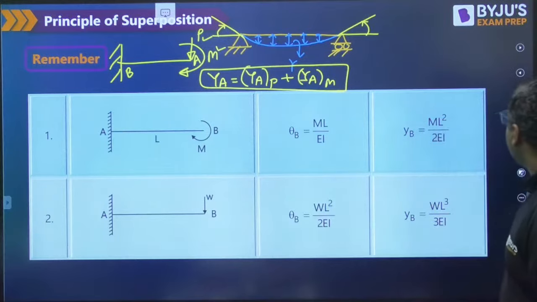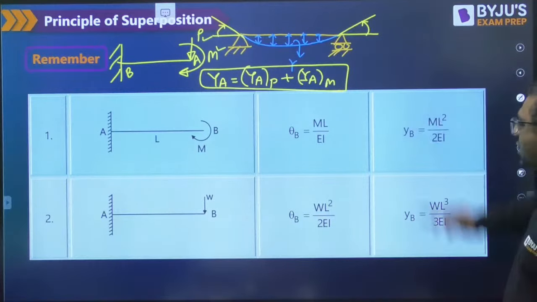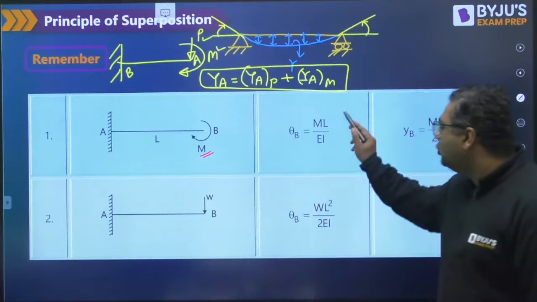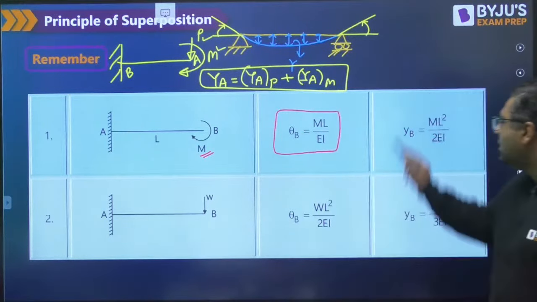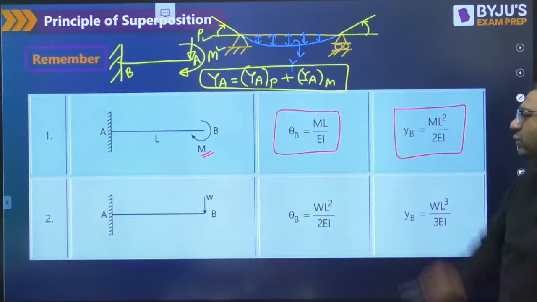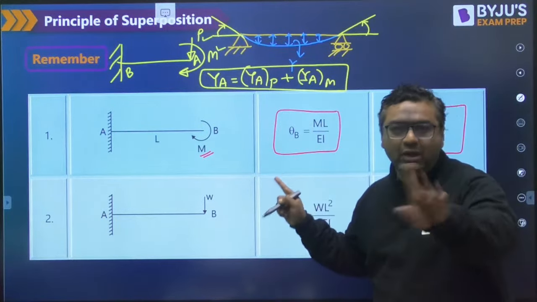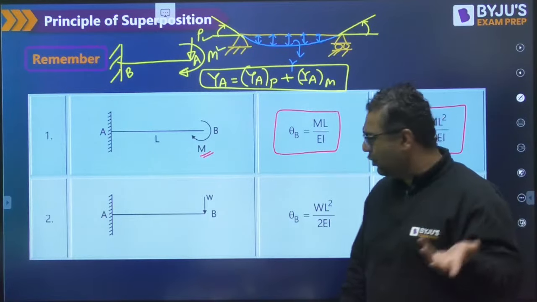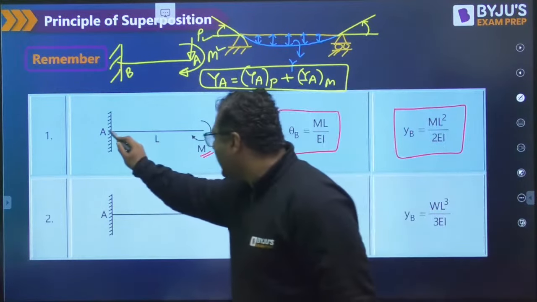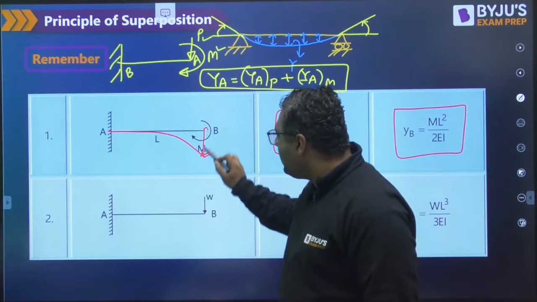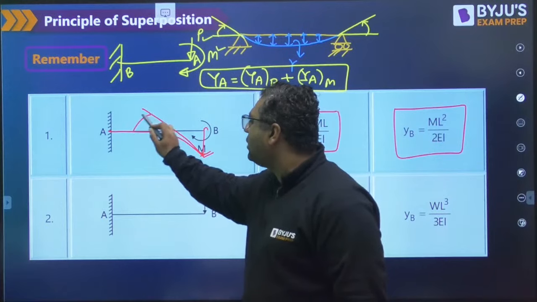Now let us discuss this. If a point moment M is acting, then the slope will be ML upon EI and the deflection will be ML square upon 2EI. This is only the magnitude; I have not considered direction, because it is understood that the beam will deflect like this. So the deflection is going to be downward and the slope is going to be clockwise.